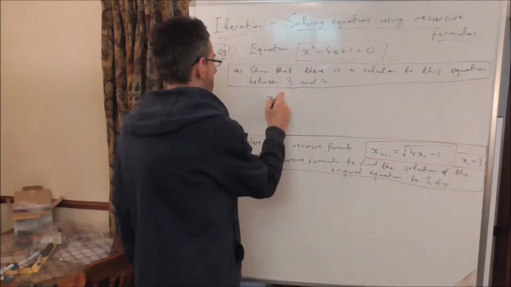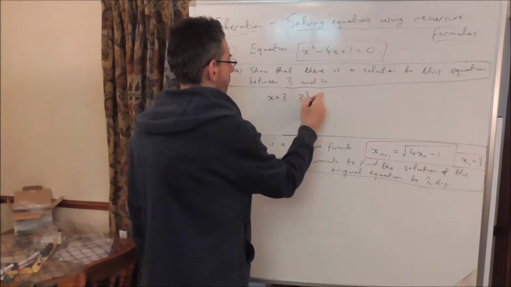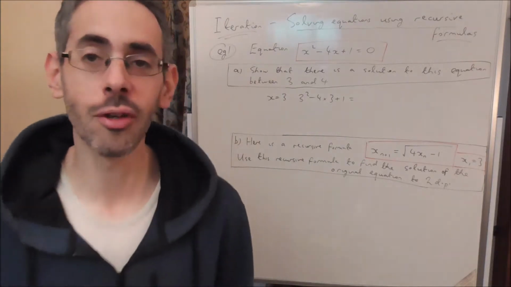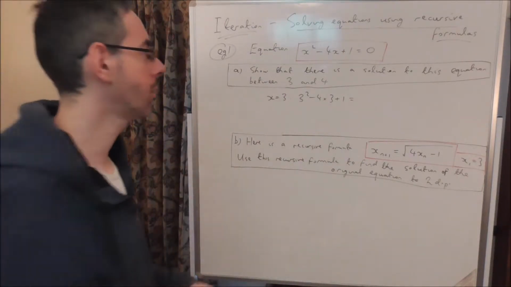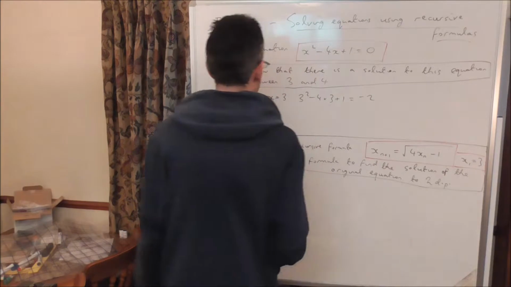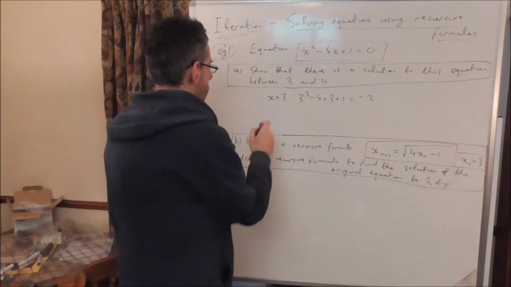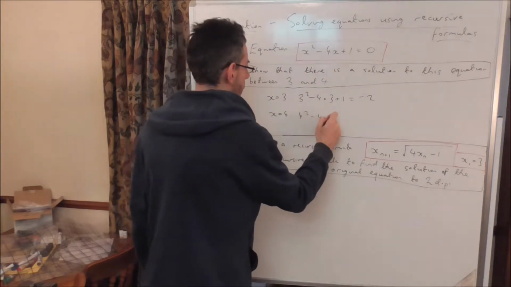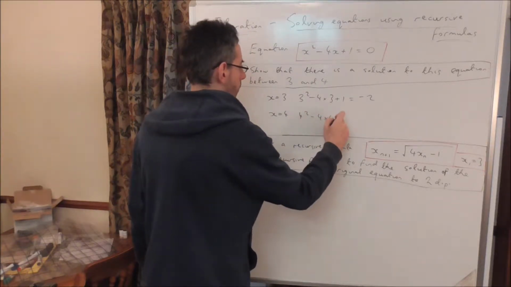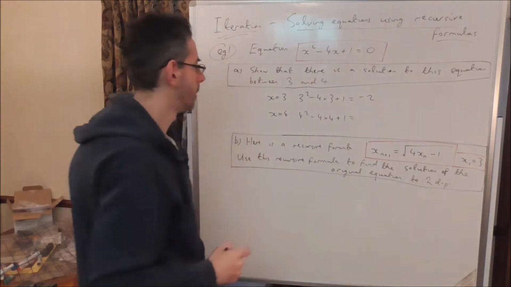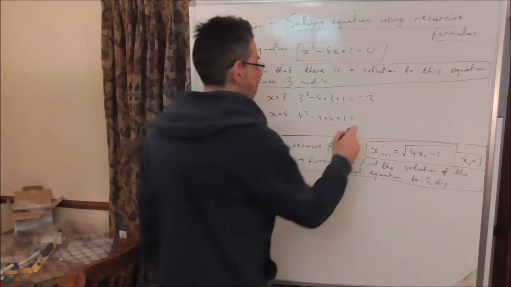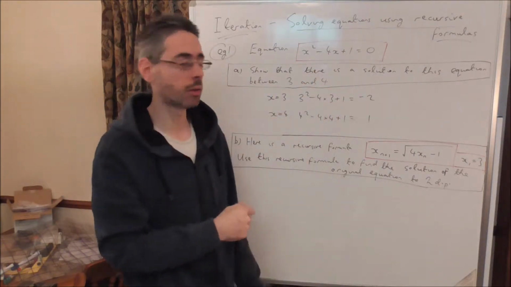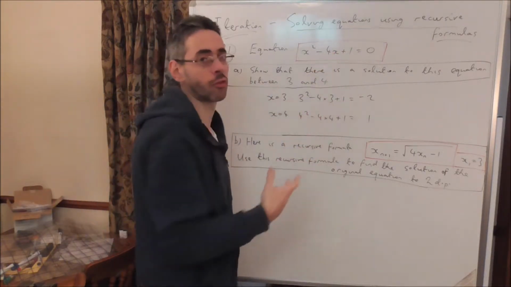So if we put 3 in, you get 3 squared minus 4 times 3 plus 1. So what do you get? Well, it's 9 take away 12 plus 1 is minus 2. So 3 isn't a solution, we don't get 0. Let's put 4 in and see what happens. So 4 squared minus 4 times 4 plus 1, we're putting 4 in. So 16 take away 16 plus 1 is 1. So when we put 3 in, we got an answer less than 0, we got minus 2. When we put 4 in, we got an answer greater than 0.